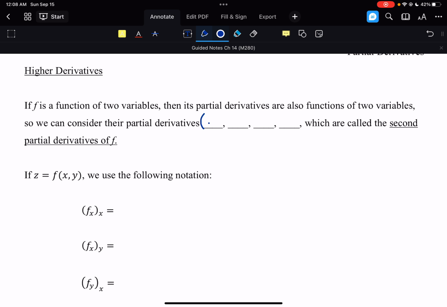So that would be if we take fx and take its partial with respect to x, you could take fx and take its partial with respect to y. You could take fy, take its partial with respect to x, or you could take fy and take its partial with respect to y. And these are called the second partial derivatives of f.